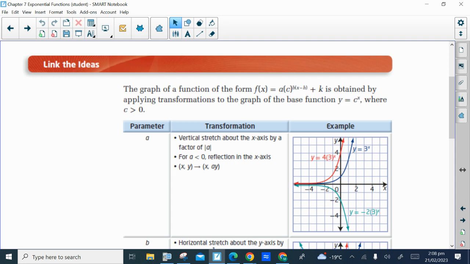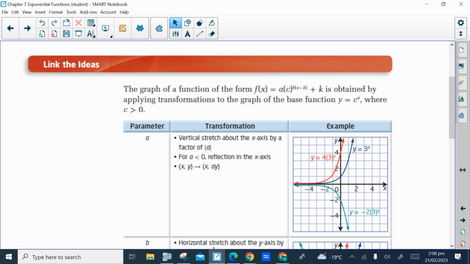So notice where the parameters are. A is in front of the function. And remember that A causes a vertical stretch by a factor of A about the x-axis and a reflection over the x-axis. B, remember, is in front of the x, and because the x is in the exponent, the B will also be part of that exponent. You can see up here at the top where B is. It's in the exponent along with the x minus h. But remember that B causes a horizontal stretch. That stretch is about the y-axis, and it's by a factor of 1 over b.